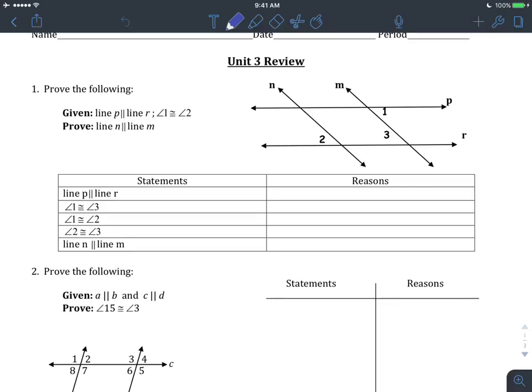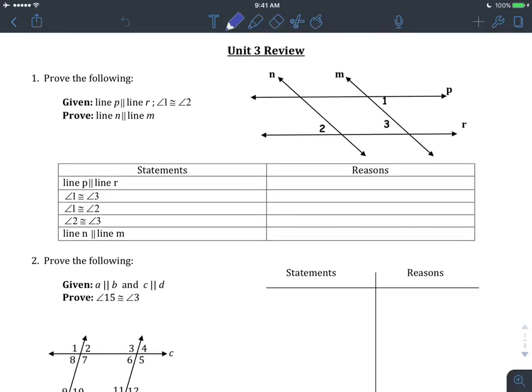All right, we are going to be going over our Unit 3 review. So go ahead and check your answers as we go.